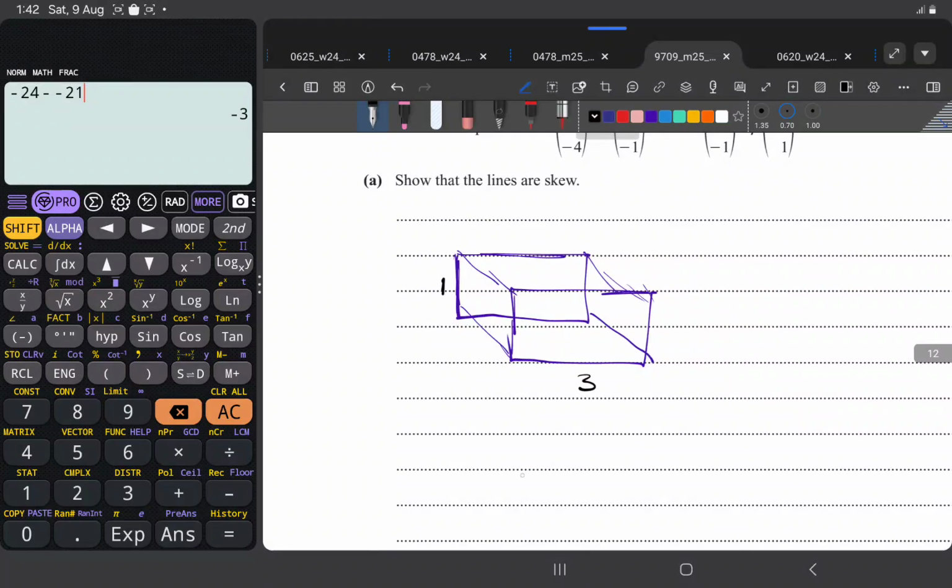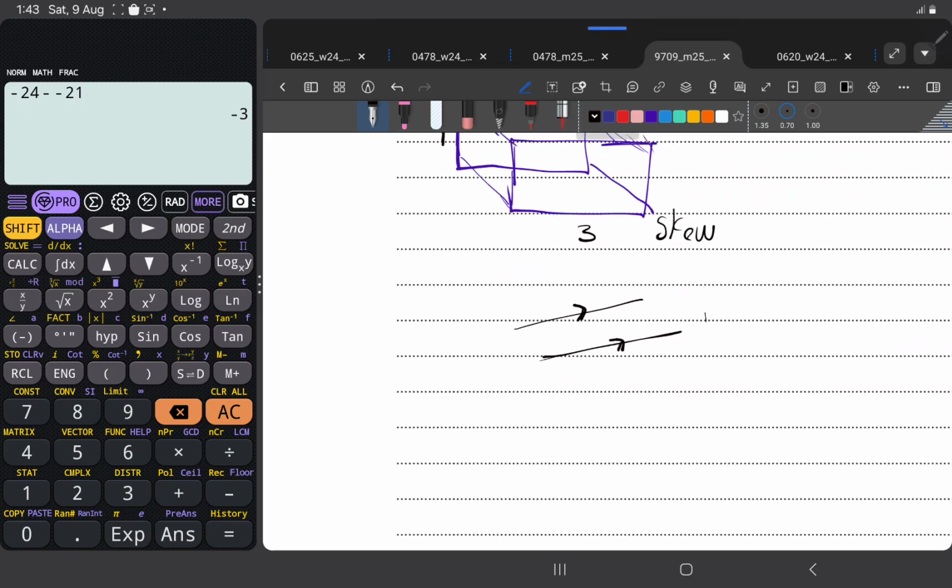Because if they were parallel, then they would have the same gradient. They'd be lines something like this, two parallel lines. These ones also don't meet. Now, lines 1 and 3 are what we call skew. Skew means that they are not parallel and they don't meet. Then these two we will say are parallel.